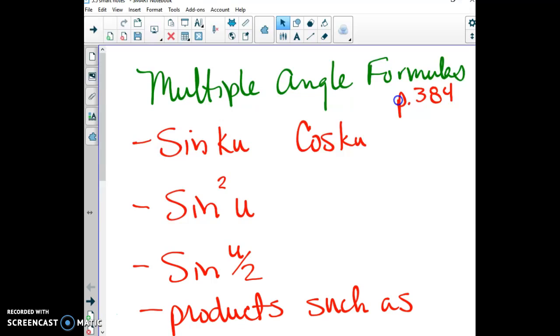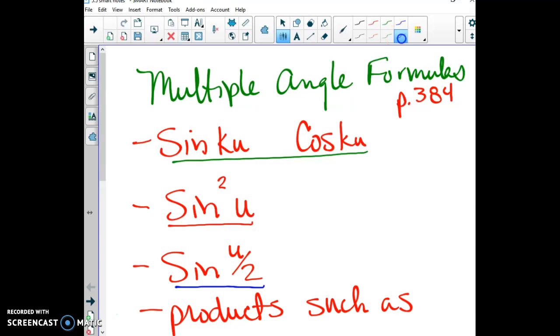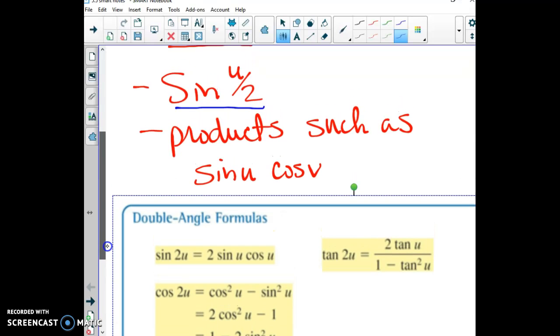So what we're going to be doing in 5.5, you're going to study additional categories of trig identities, and those involve the following: sine Ku, cosine Ku. So these are multiple angle formulas. The squares of trig functions right here. The first one being functions of multiple angles, those guys. The third one being functions of half angles. And then the fourth one, products. So we're going to be dealing with all of these.